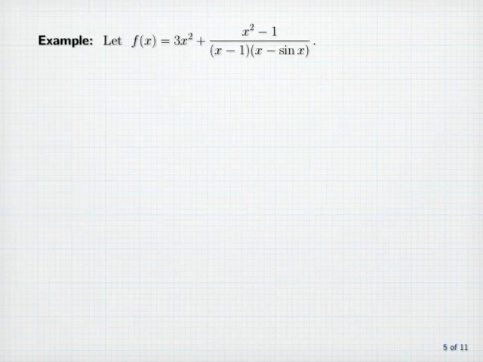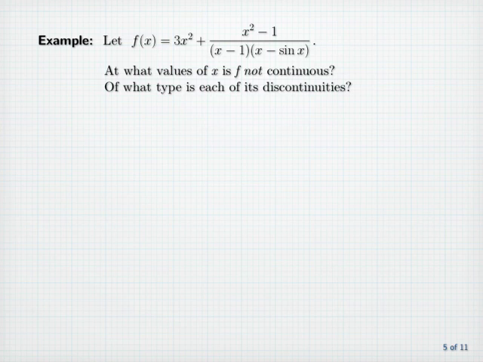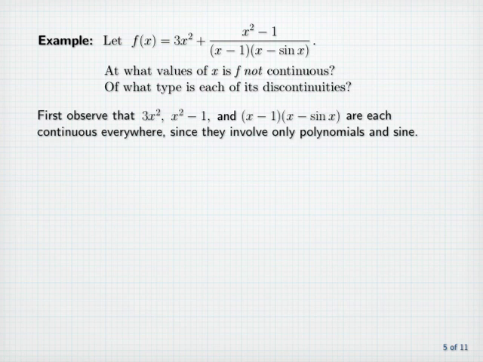Example. Let f of x equal 3x squared plus (x squared minus 1) divided by (x minus 1)(x minus sine x). At what values of x is f not continuous, and of what type is each of its discontinuities? Let's first observe that 3x squared, x squared minus 1, and the denominator (x minus 1)(x minus sine x) are each continuous everywhere, since they involve only polynomials and the sine function.